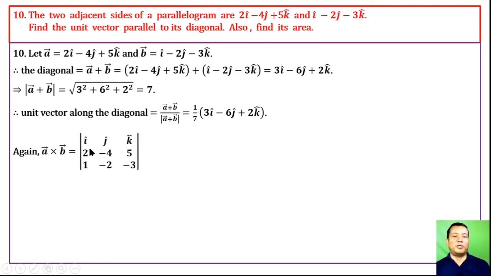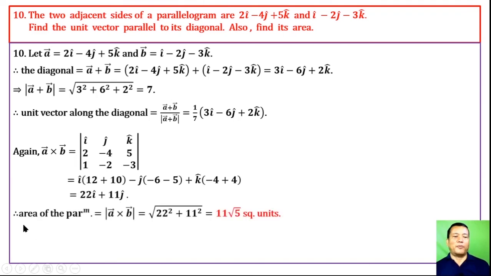Again, A cross B is this. Determinant from the first row, expand. We get 22 i k plus 11 times j k. Therefore, the area of the parallelogram is the magnitude of A cross B, that is 11 times root 5 square units.